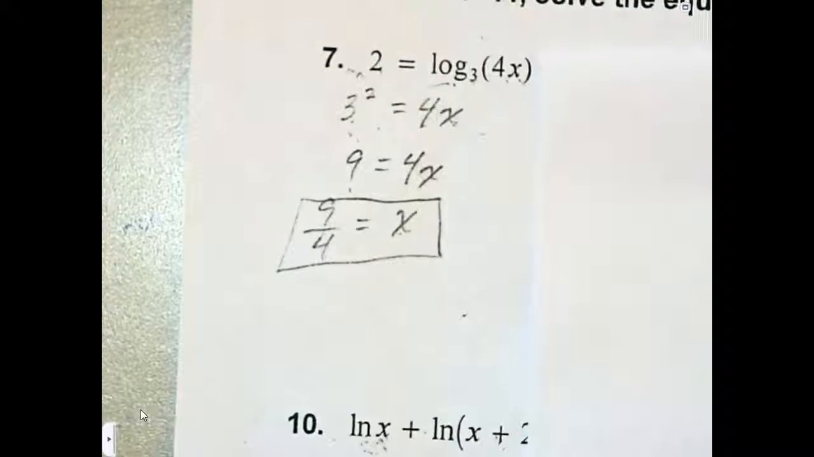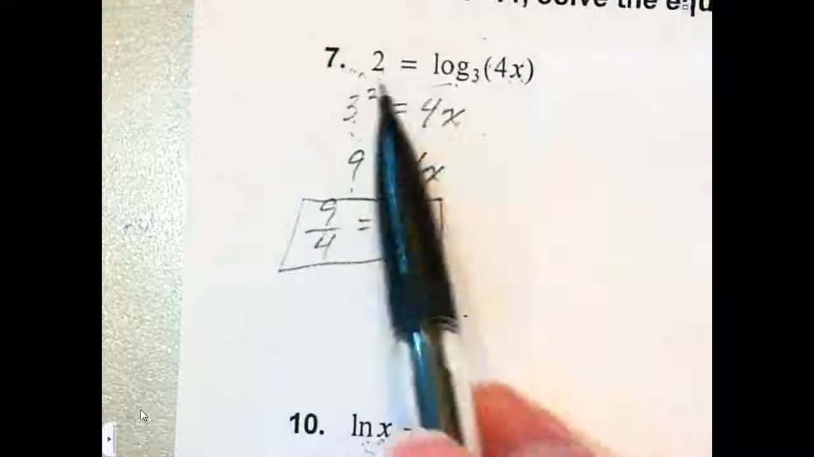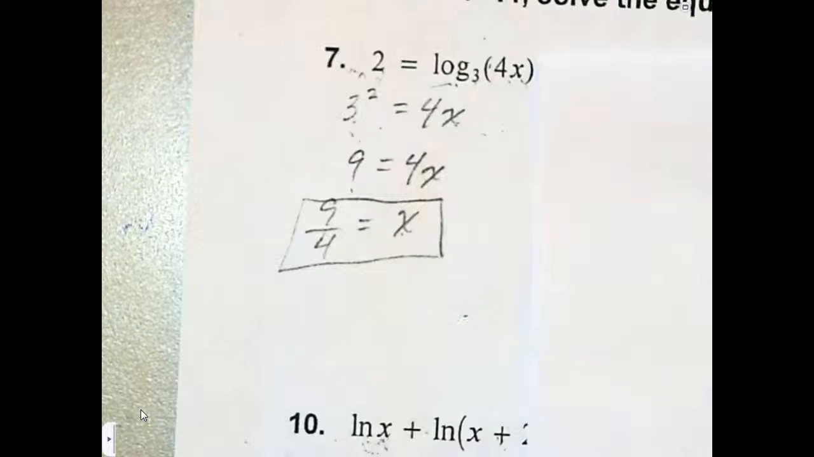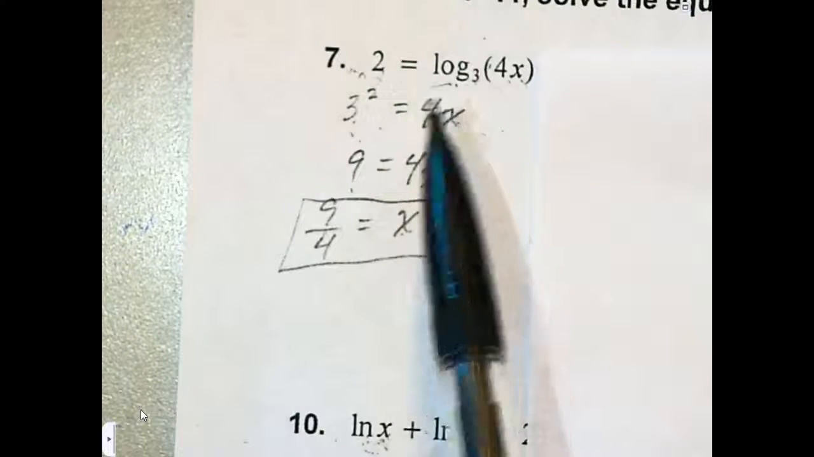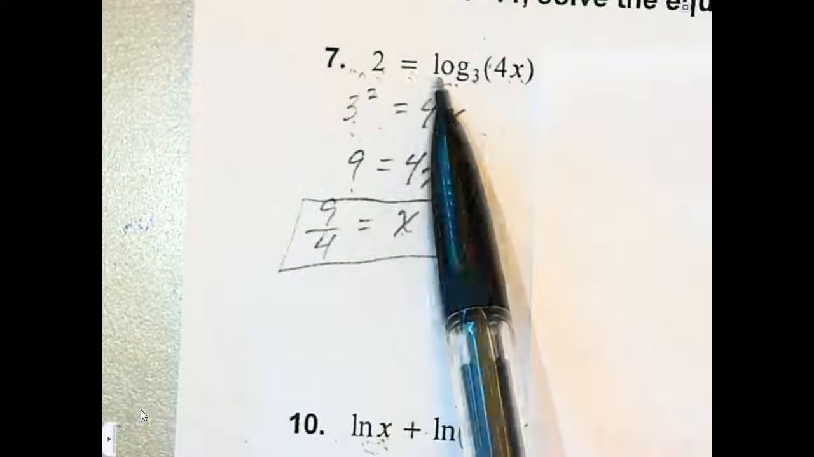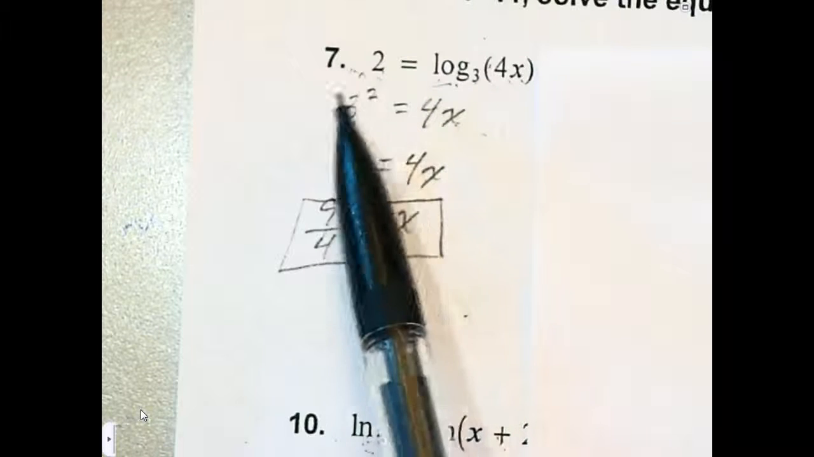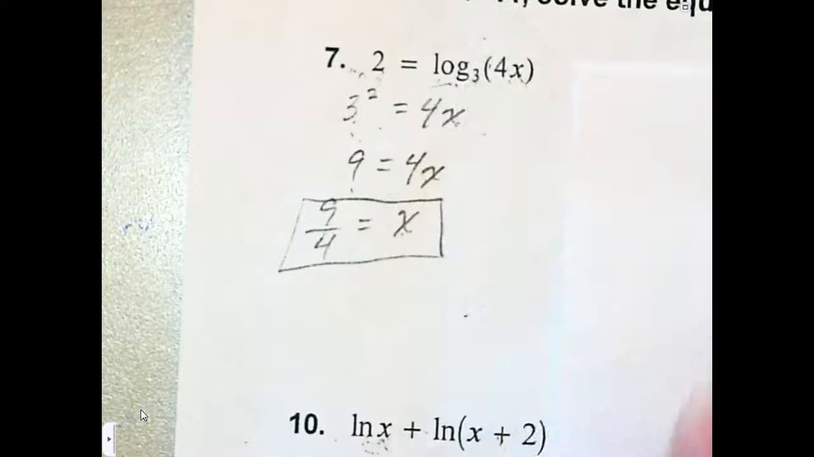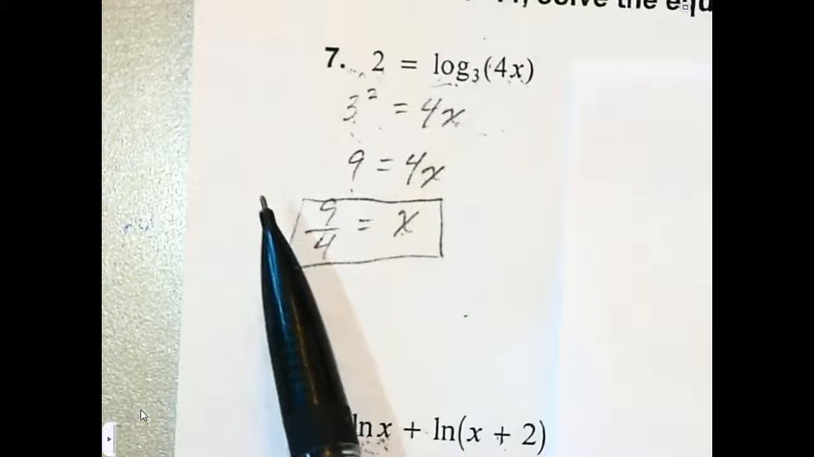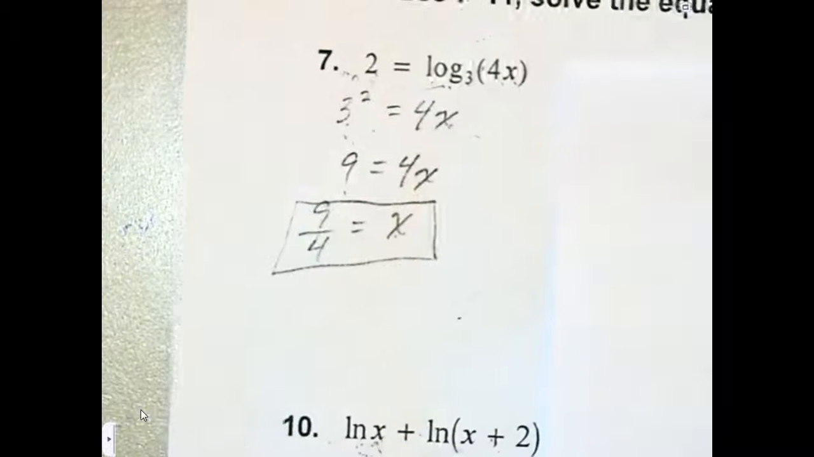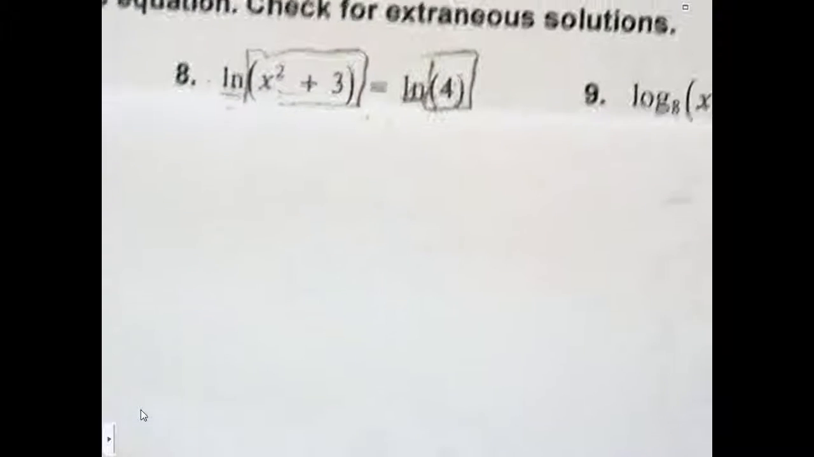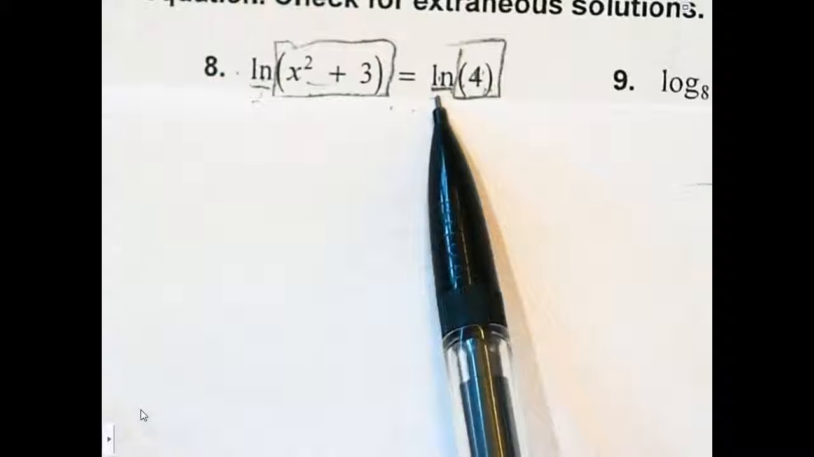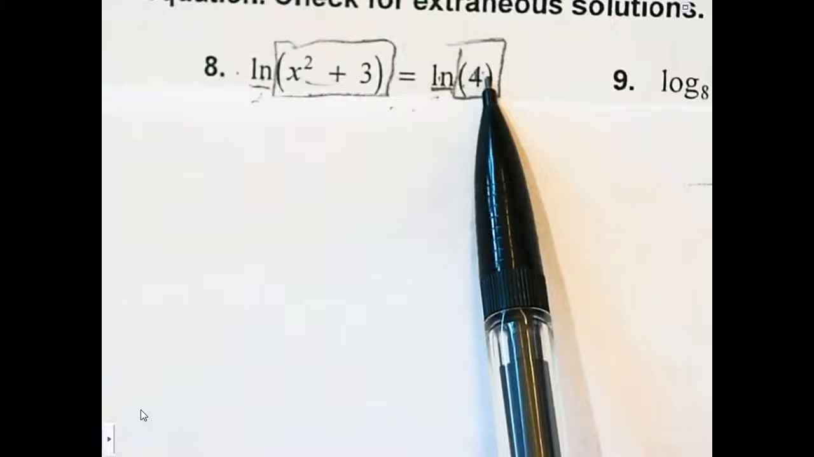So are you taking the same log on each side, the same base? Once again, is it the same base? No. Can you make it the same base? Well, technically you could try that. That's very tough. So probably the answer would be no. Then write it exponentially. So going to number 8. Is it the same base? Yes. Therefore, this must equal that.